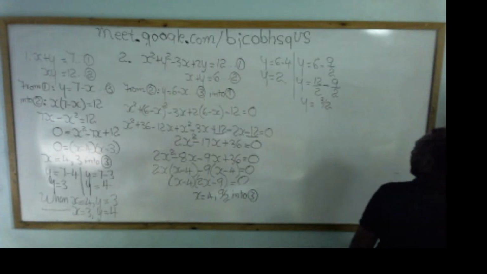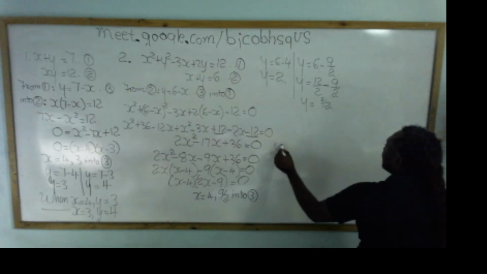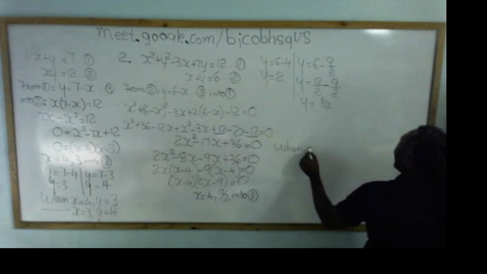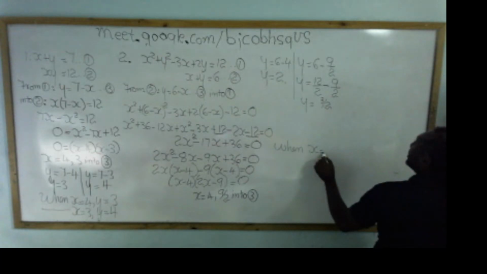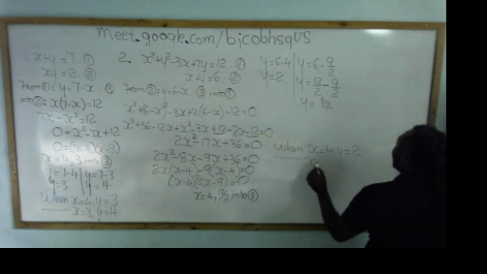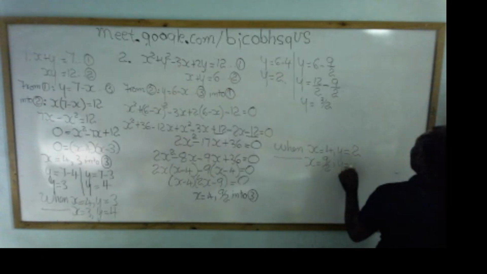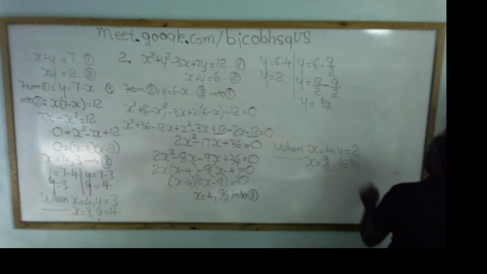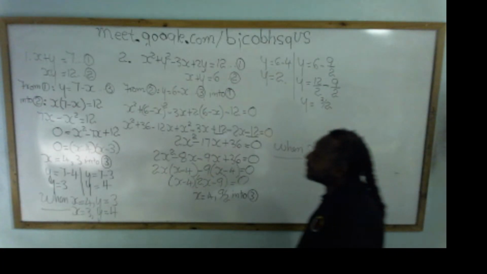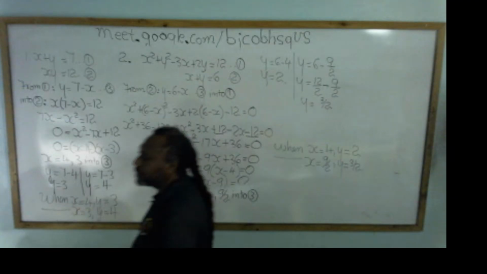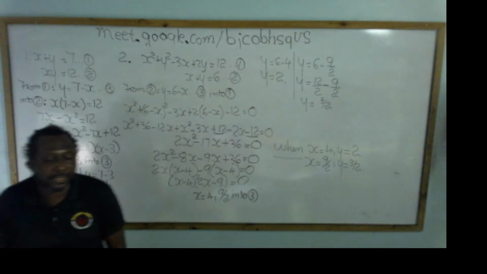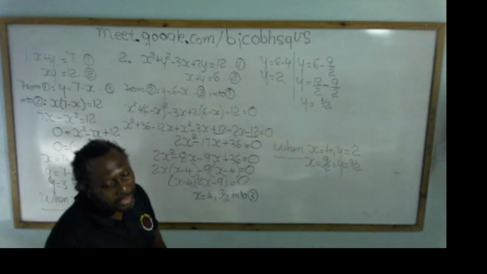So we're going to finish up by saying what? When x is equal to 4, y is equal to 2. When x is equal to 9 over 2, y is equal to 3 over 2. Yeah, it's a long problem, but there's nothing new inside here. Nothing new under the sun.